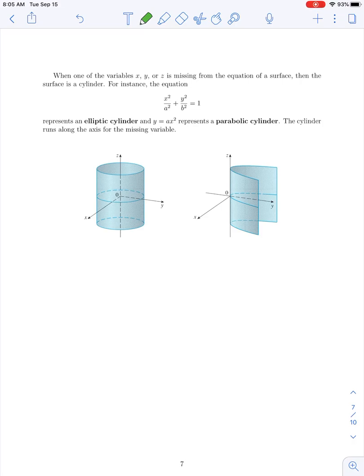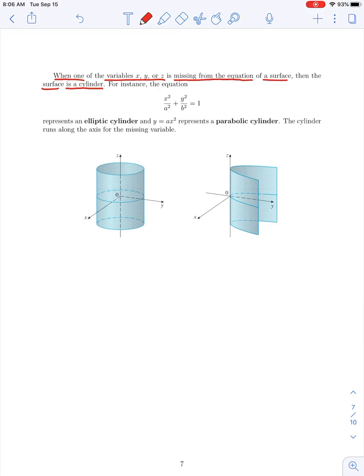Now, the last general type of quadric surfaces which we might discuss are cylinders. Now when we say a cylinder, typically we would visualize a circular cylinder. However, a cylinder does not always have to have a circular cross-section. So let's consider defining cylinders more generally. So if we have an equation where one of the variables, let's say x, y, or z, is missing from the equation for a surface, then that surface is defined as a cylinder.